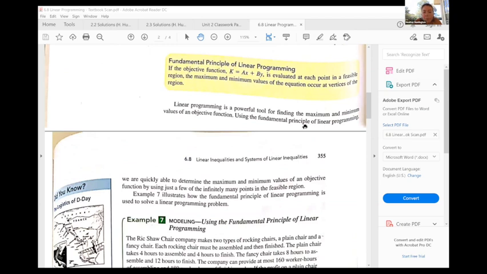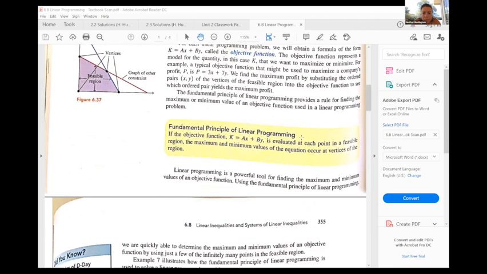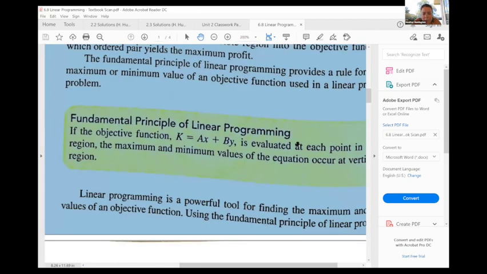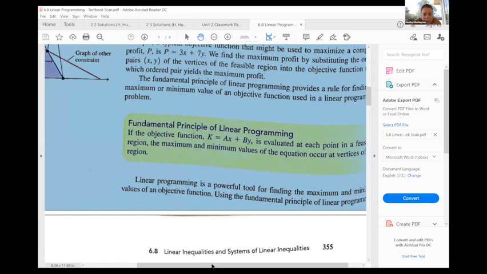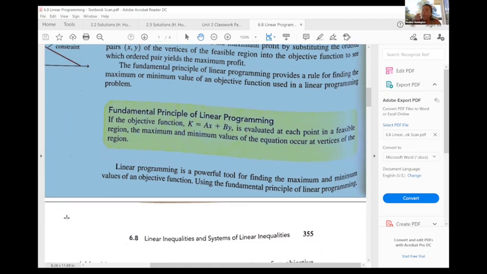Okay, and this fundamental principle, I'm going to even zoom in on it if I can, so you can underline it if you have it in your own. It occurs at the vertices of the region. Okay, so that's the highlight. This maximum or minimum point is going to occur at the vertices of this feasible region. A vertex is like a corner.